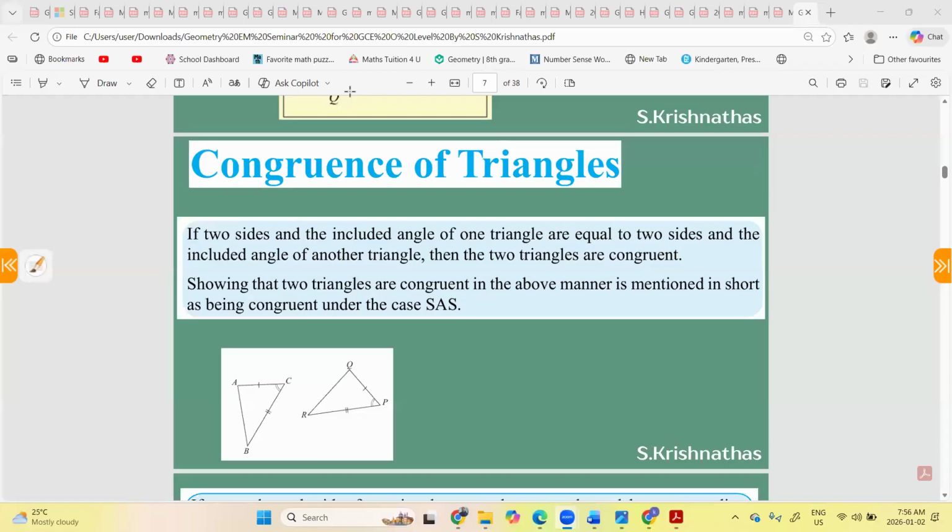Students, check the first congruence case. Congruence of triangles. If two sides and the included angle of one triangle are equal to two sides and the included angle of another triangle, then the two triangles are congruent according to the case side angle side. Okay, one more time. What is the case, students? Repeat it.